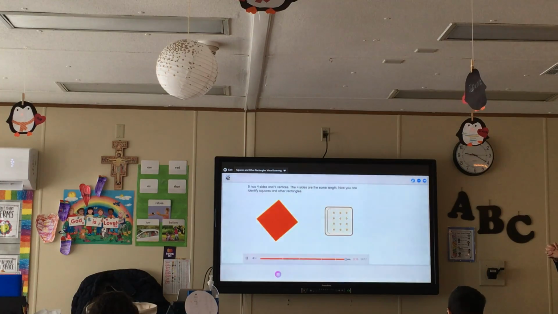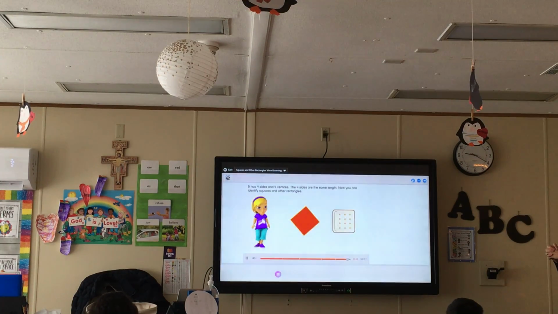Sides are the same length. Now you can identify squares and other rectangles.